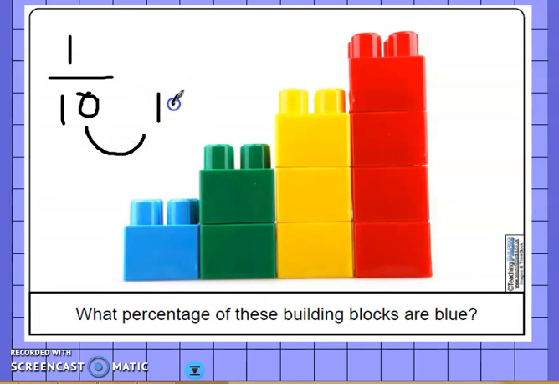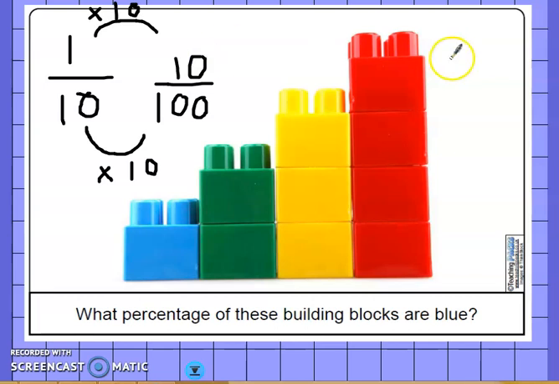How many tens go into 100? Well done if you said there was 10 tens in 100. That's what I need to times it by to find my percentage. I'm going to do the same to the top now. So multiply my numerator, which is 1, by 10. That gives us the answer 10. Now it's over 100. I know the percentage. 10% of the building blocks are blue.